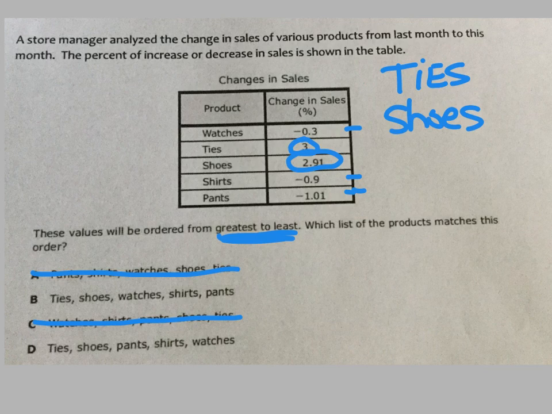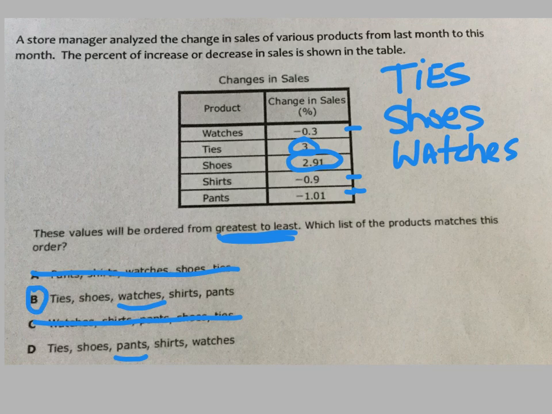Well, B wants watches to be next, and D wants pants. Watches is negative 0.3. That's not very negative, only a little bit. Pants, negative 1.01. It's even more negative, so pants has to be less. Watches would be greater than pants because it's less negative. So ties, shoes, and watches tells me to choose B. But I'm going to check anyway.